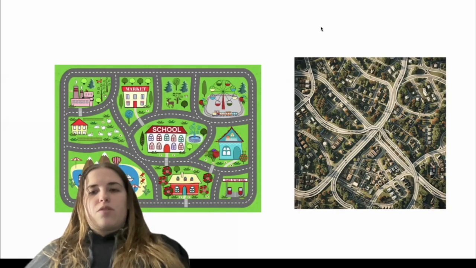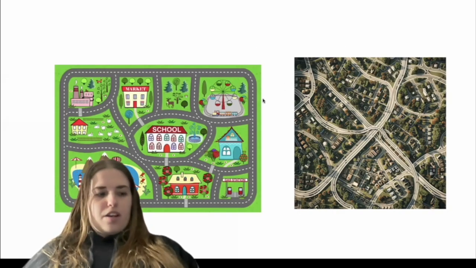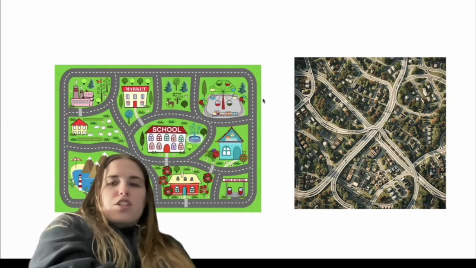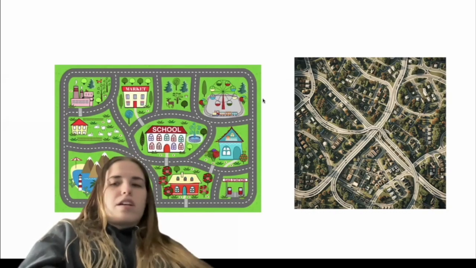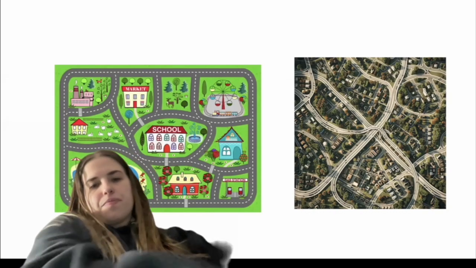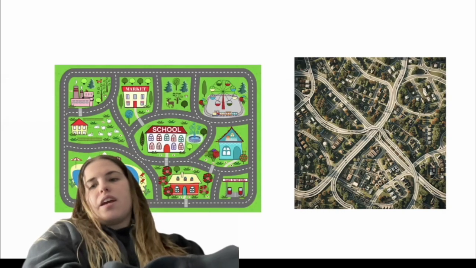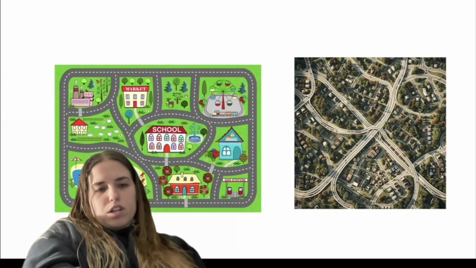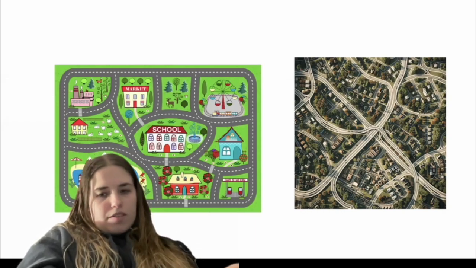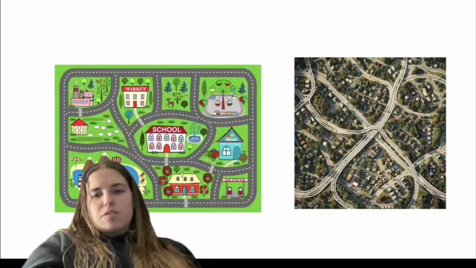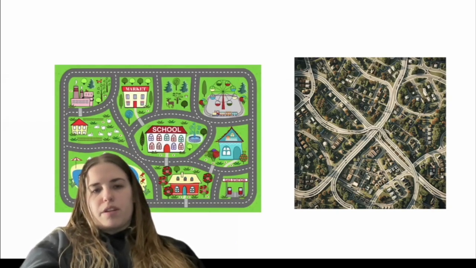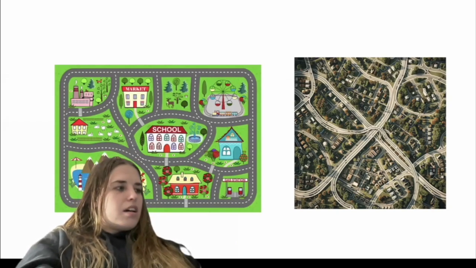Then the teacher will ask the students to give a few examples of things they notice before actually moving on to the next part of the lesson. So the students might say that they both have roads. One of them has cars driving on the roads. They both have houses and buildings. They both have trees.